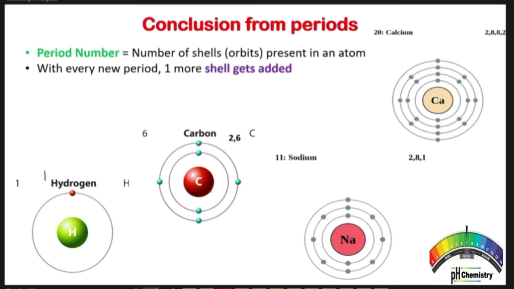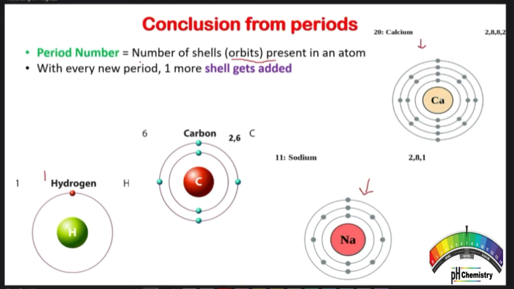Carbon is present in which period? Carbon is present in the second period, so it contains two orbits. Similarly, sodium is present in the third period, so it contains 3 orbits. Calcium is present in the fourth period, so it contains 4 orbits. So the number of the period in which the element is present is always equal to the number of orbits or shells present in an atom. All the examples are given here.